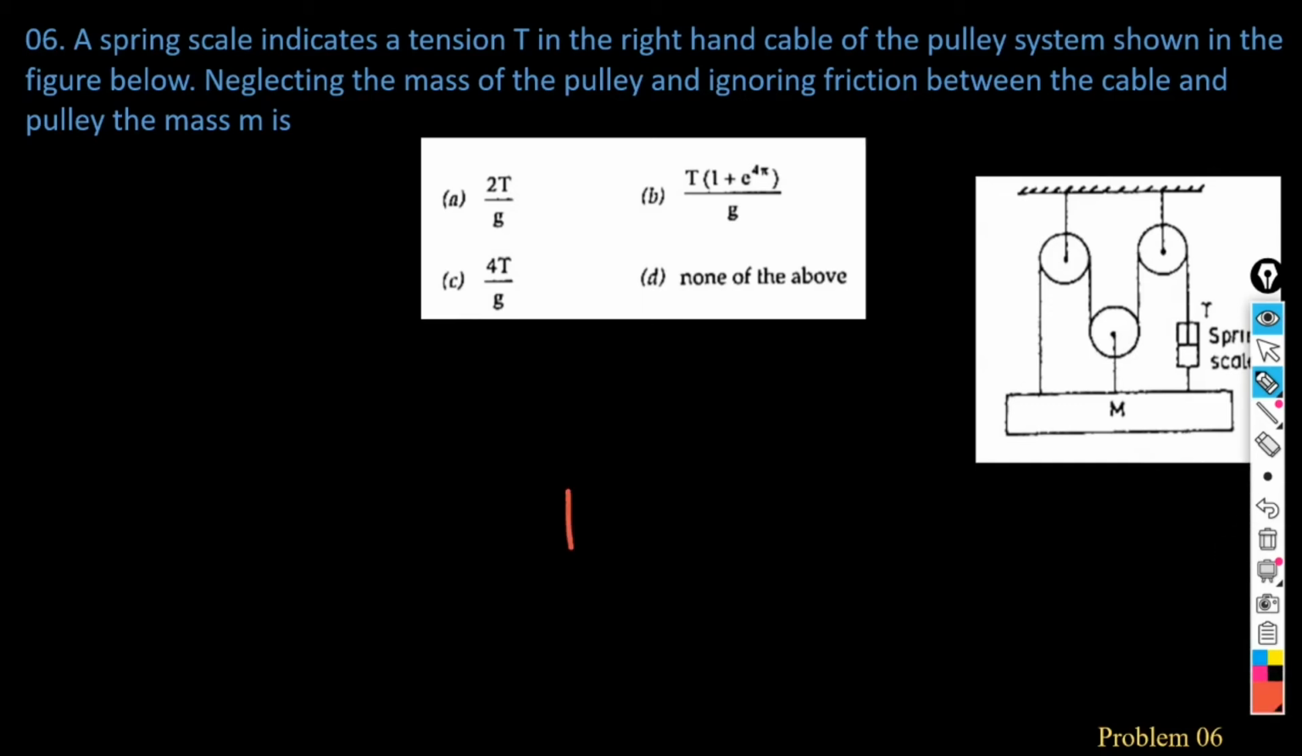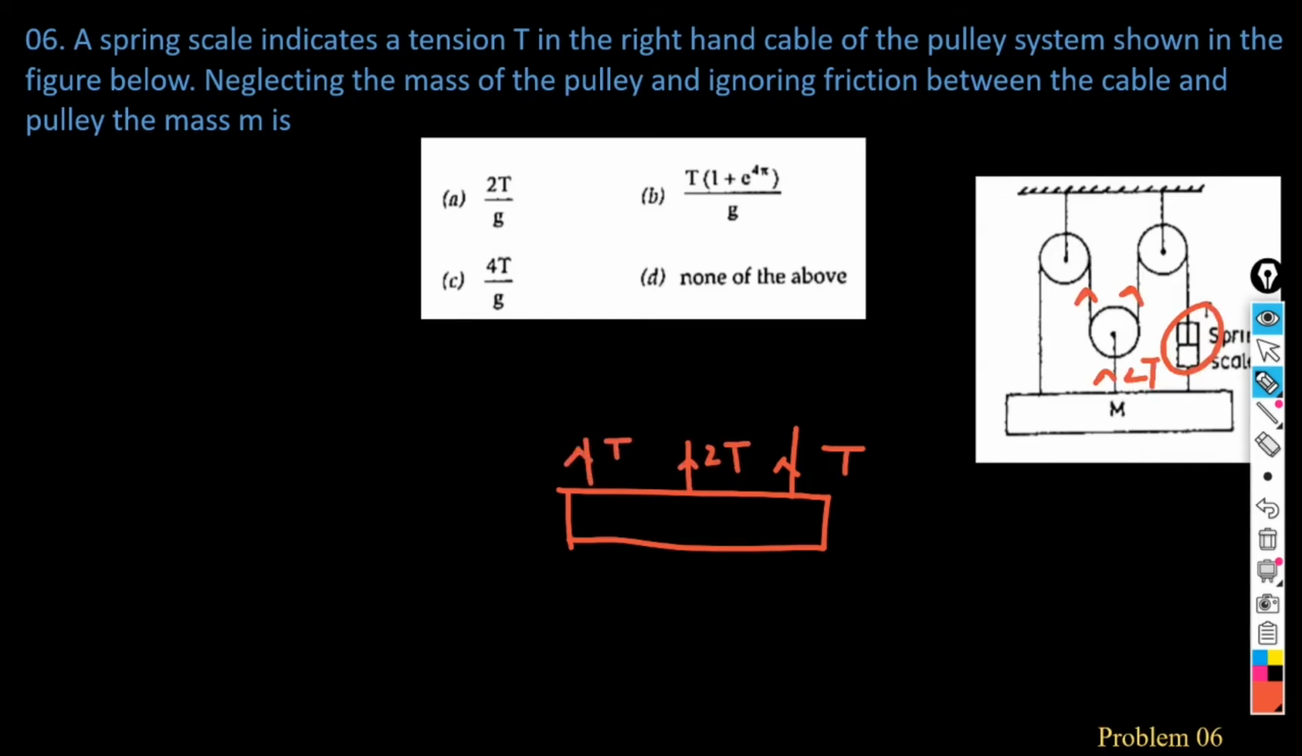Let's take the free body diagram of mass M. In this case, this is tension T at this pulley, this is tension T, this is also tension T. This will be equal to 2T. If I take the free body diagram, this is equal to 2T and this is also tension T. Then this is mass m, mg.